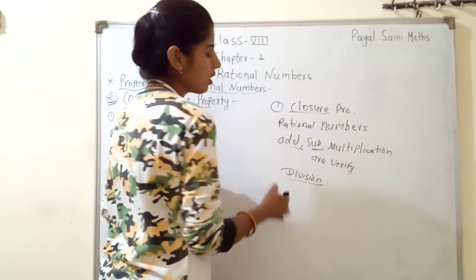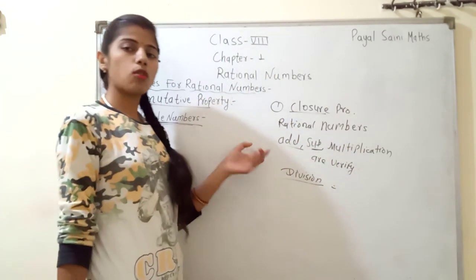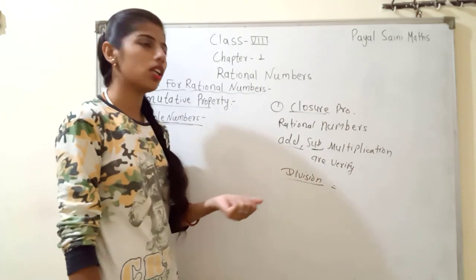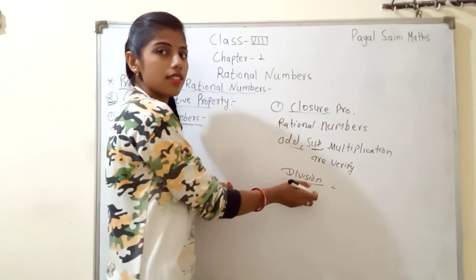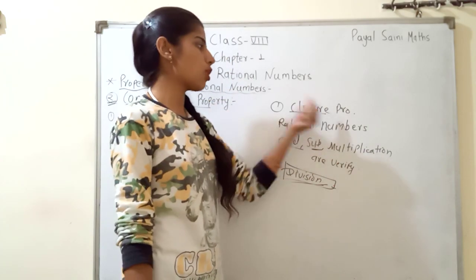In division, when we see, sometimes rational numbers come and sometimes only whole numbers or integers come, so we can say it is not always verified for the closure property.